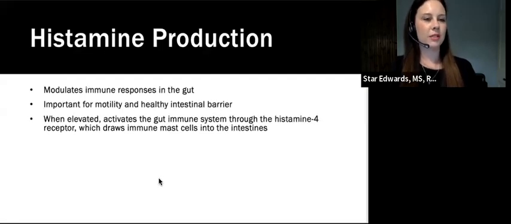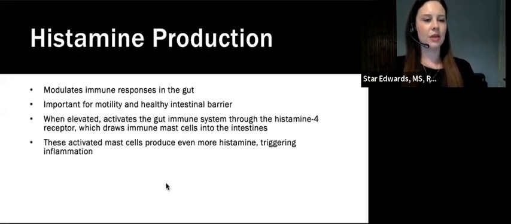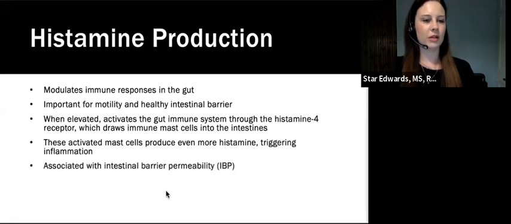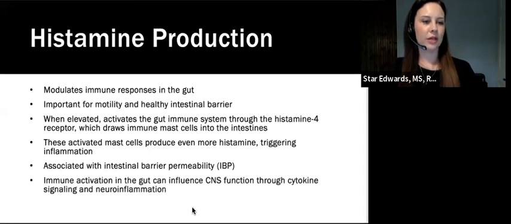So we do need some histamine, but when it's elevated, it activates the gut immune system through the histamine 4 receptor, which draws immune mast cells into the intestines. And these activated mast cells produce even more histamine, triggering inflammation. It's associated with intestinal barrier permeability. So if your patient has elevated histamine production, then they probably have leaky gut.